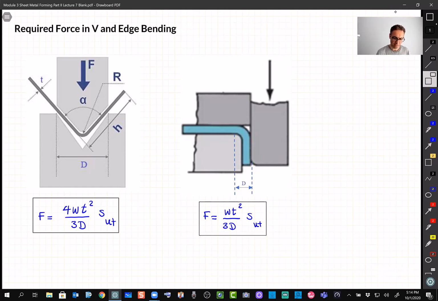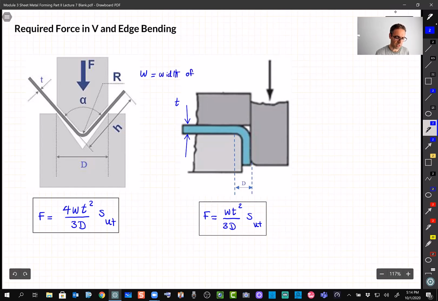T is the thickness, like on the diagram on the left, and same for this one over here. T is the thickness of the sheet. And W is the width, like the depth of these things that you see. So W then is the width of the sheet, all right? That's about W. And D, the definition for D is the opening of the die.